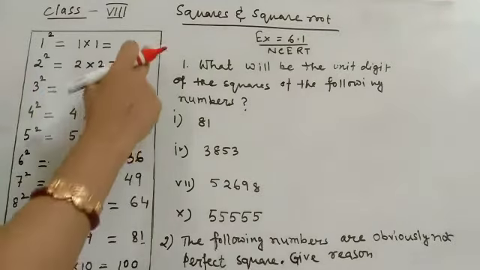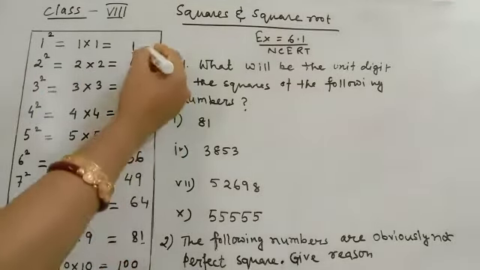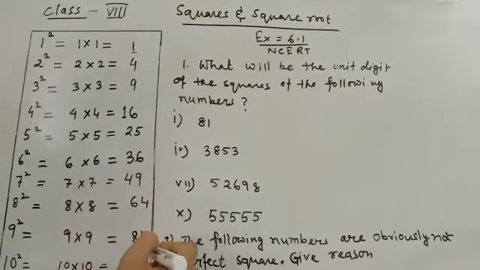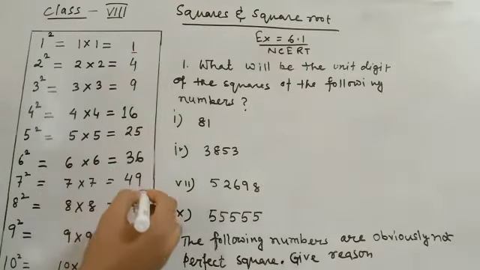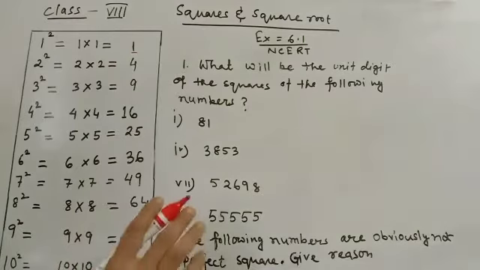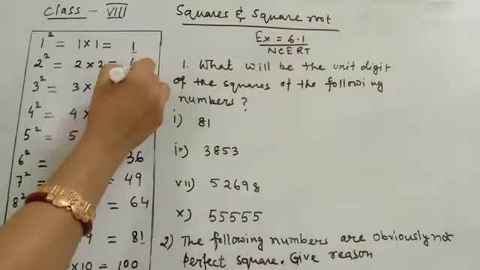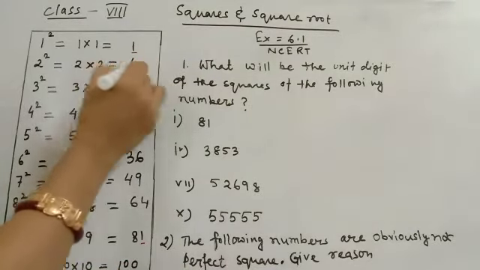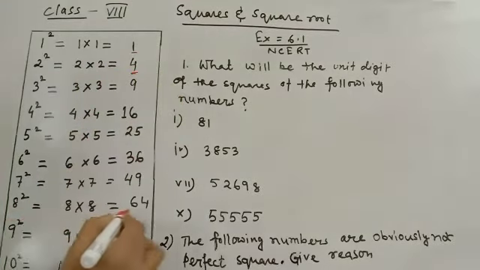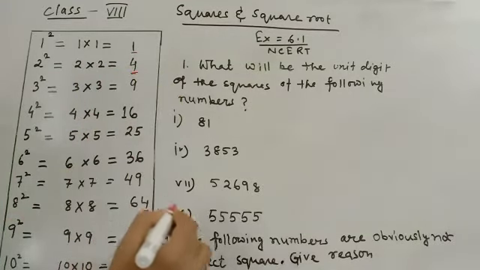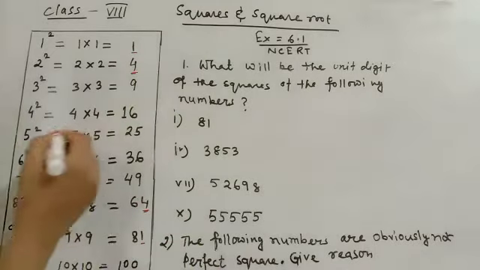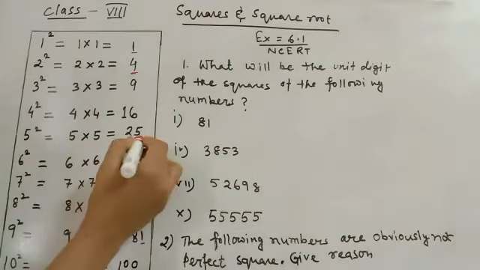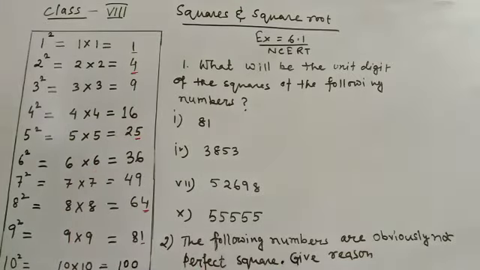But 2, can you see 2 is there? In any number, can you see 2? No. 3, observe these numbers. Can you see 3 anywhere? No. But 4, yes, 4 is there. 2 2s are 4. And 8 square is 64, so 4 is also there. 5, yes, 5 is there. 5 square is 25.